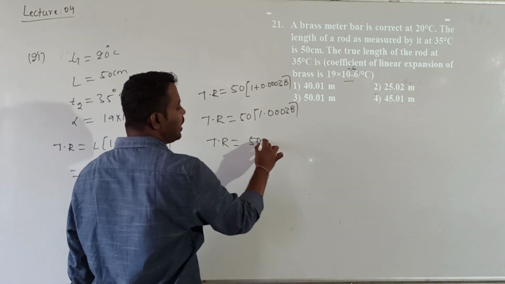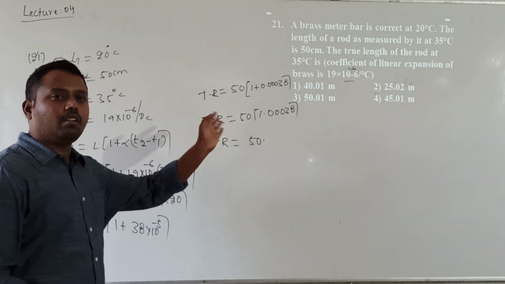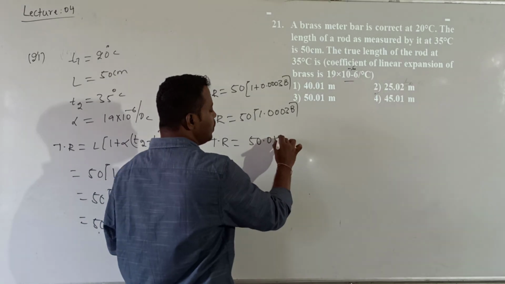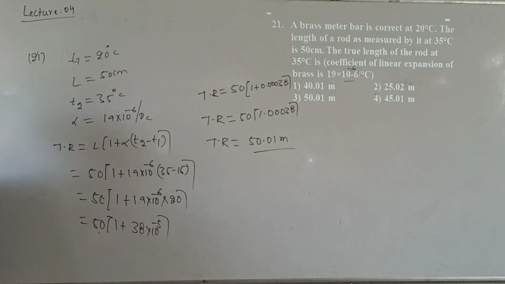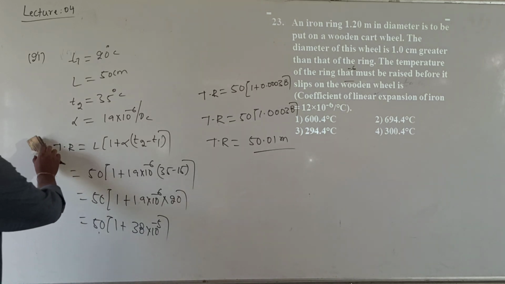After multiplication you will get the answer. The answer will be around 50 something only. Even here you can tell the answer directly. So this is option 50.01 meters. Understood? So that is the true reading which can be measured. That was question number 21. Next, question number 23.